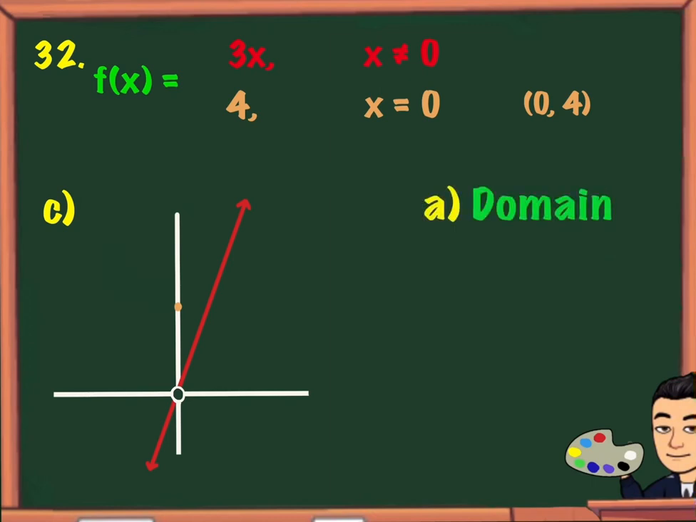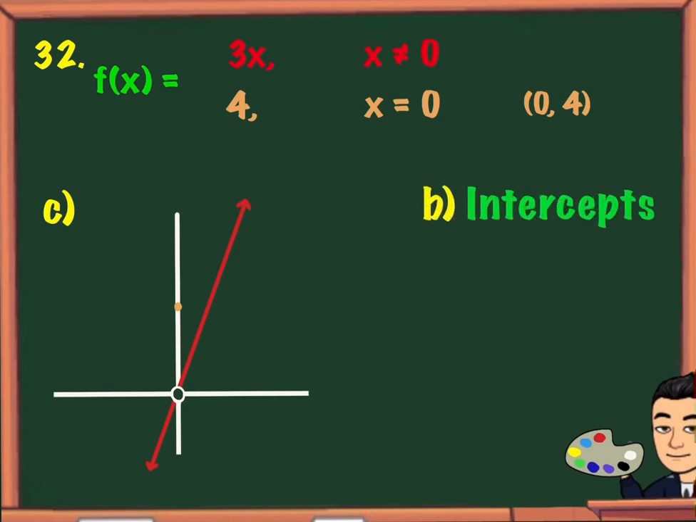Now let's analyze letter A, the domain. As you can see, the linear function gives you all real numbers for the domain, but here is an open circle. Even though there is a hole in this all real numbers, look at this point. It helps to fill up the hole of that open circle. So your domain is still going to be all real numbers.